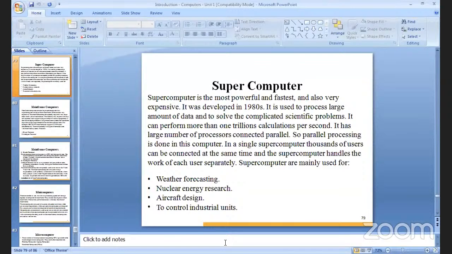That means here the supercomputer is working as a main server, and it's providing a number of networks. It has a huge number of processors connected in parallel, and it maintains the network system, and it's very fast. Whatever data you give to the computer, it will store in its memory, and within a fraction of a second, the problems that are created will be solved.